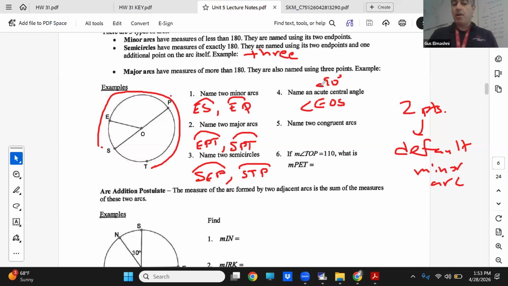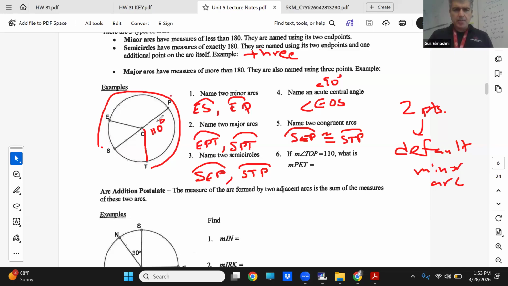Two congruent arcs. That one's a little tricky. STP and SEP. Yeah, the two semicircles are going to be congruent, right? Yeah, so let's just do that. Because they didn't really tell us much information, to be safe, let's do two semicircles, and then arc TOP. So let's draw TOP. So that'll be 110 degrees.